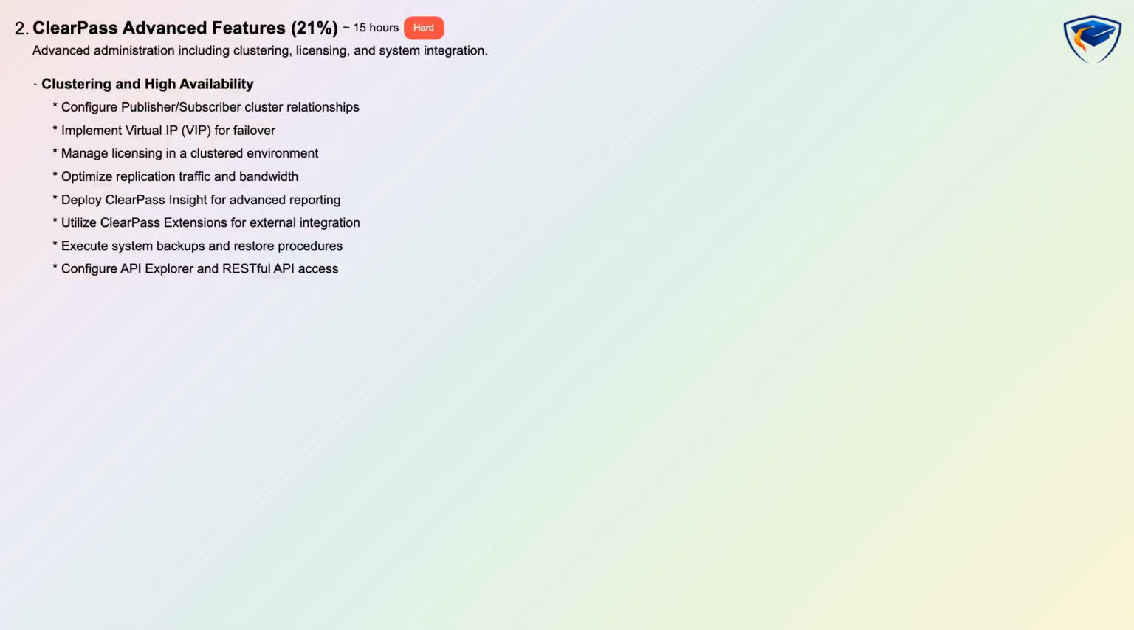ClearPass Advanced Features makes up 21% of the exam and covers advanced administration like clustering, licensing, and system integration. Expect to configure publisher and subscriber relationships, implement a virtual IP for failover, and manage licensing across a cluster. You will also learn to optimize replication traffic, deploy ClearPass Insight for reporting, use ClearPass extensions for external integration, execute system backups and restores, and use the API Explorer for RESTful access. This is a hard domain with about 15 hours of study and scenario-based assessments.